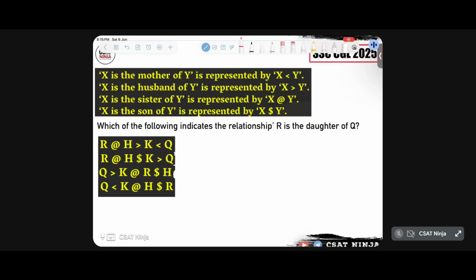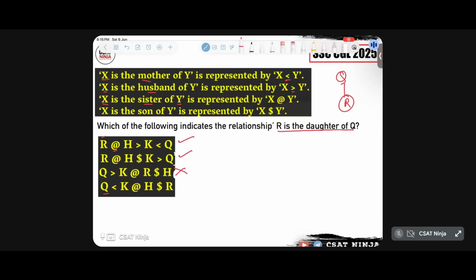We are asked to indicate the relation: R is the daughter of Q. That means R's gender is female there. So R's gender should be female. Let's look at this statement. At the rate means X is a sister of Y. X at the rate means X is a sister. That means the first one is a sister, so this can be possible. Again, same thing, this can be possible. How about this? Greater than: X is a husband of Y. That means this is not possible there. Next one. X less than Y means X is the mother of Y.